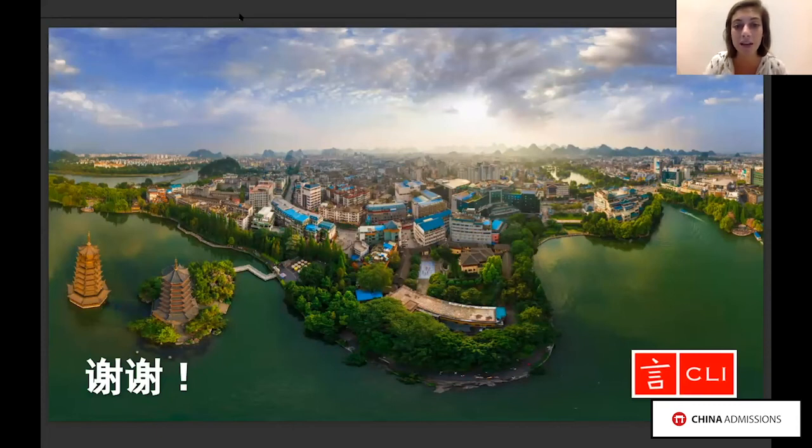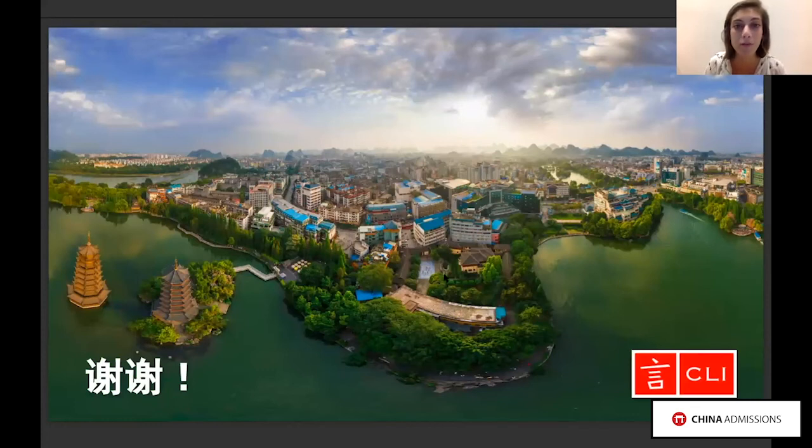So this is actually a photo, this background of downtown Guilin. As you can see, it's really one of the most beautiful areas of China, we think. I would say that traveling in China is a must for anybody. And in order to travel in China, I think that learning a little bit of Chinese before you come is also gonna help you have the best experience possible.